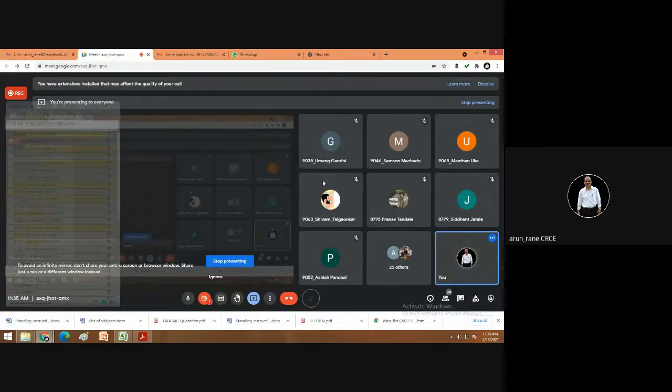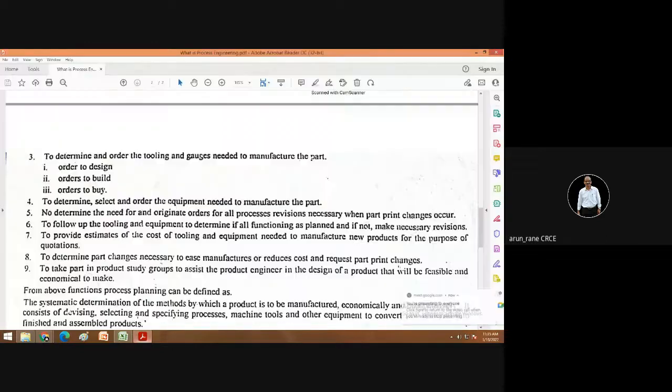He has to take the decision whether I am going to make any mold. Suppose for this particular component a mold or a sand casting die is required, then whether I am going to make it in my campus, in my factory, or whether I am going to buy it from outside. That decision has to be taken by the process engineer, and accordingly he has to convey to the purchase department.